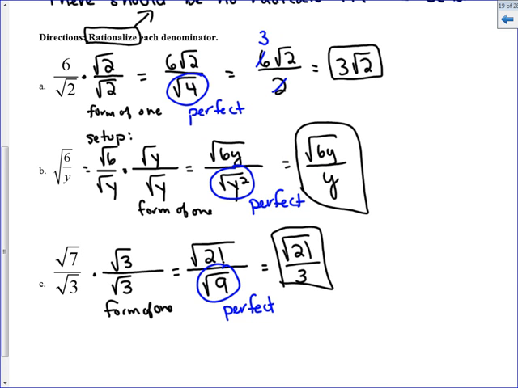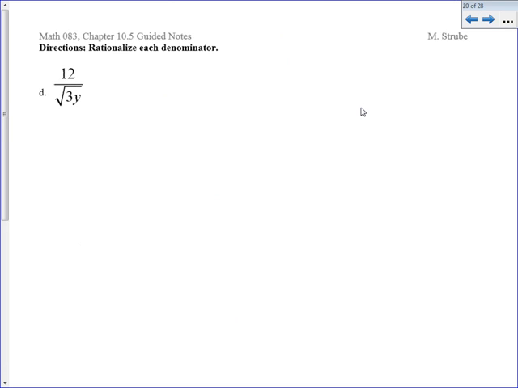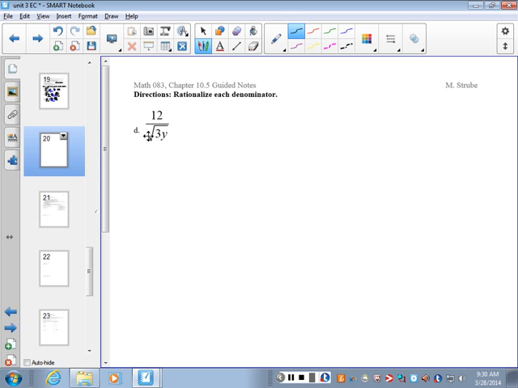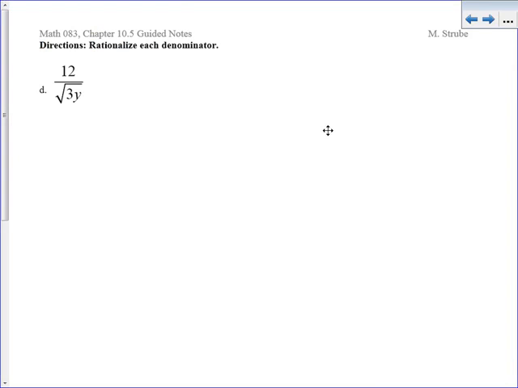So go ahead and try D. Switch the page over. I want to rationalize 12 over 3 times the square root of y. All right, so what did you multiply by in order to rationalize? Square root of 3y. Square root of 3y over, make sure you put that into a form of 1.